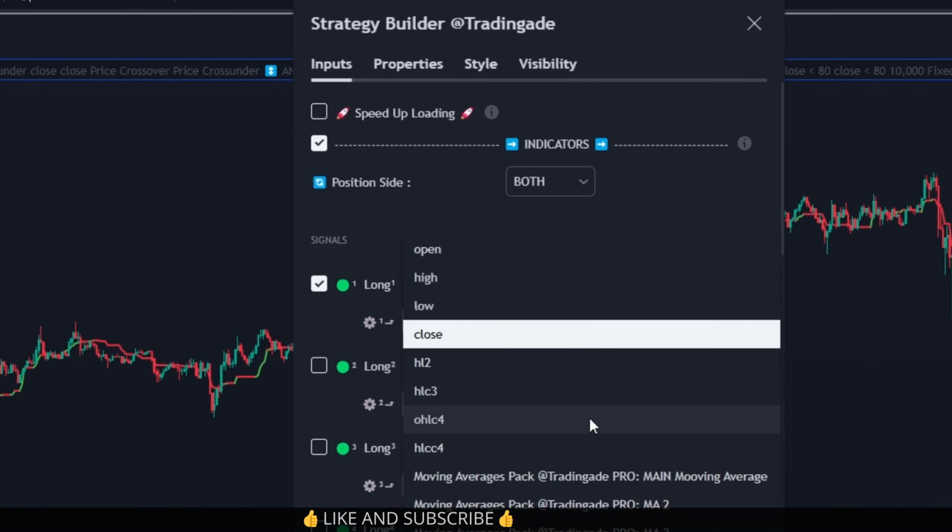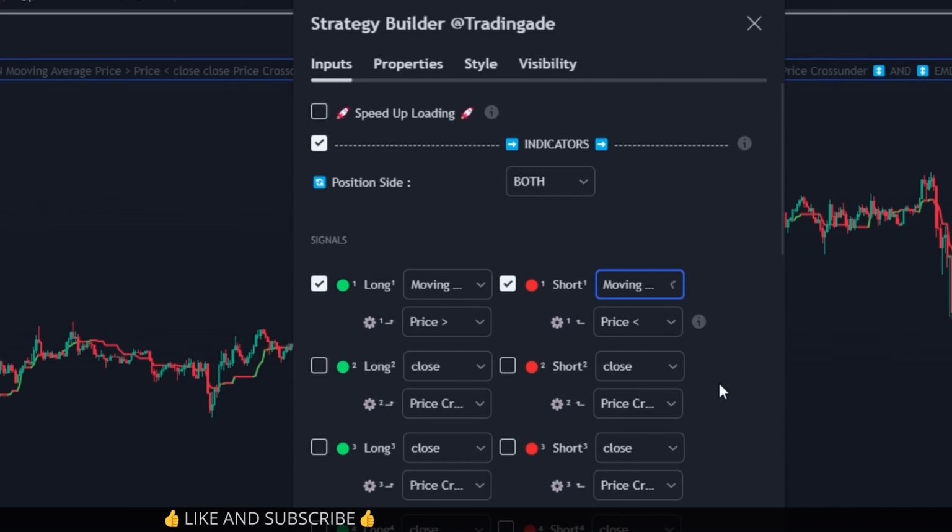Next, we're gonna turn on one signal for long and one for short for our trend confirmation. We're gonna set the main moving average on both sides, and here we make sure there is price greater for the long side and price lesser for the short side.